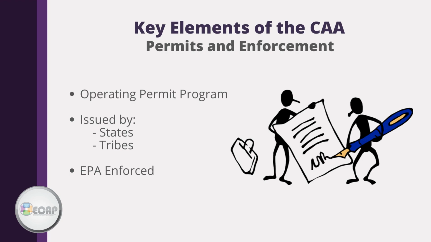Operating permits issued by states and tribes include information on which pollutants are being released, how much may be released, and what kinds of steps the source's owner or operator is required to take to reduce the pollution. The 1990 amendments strengthened the EPA's power to enforce the Act, increasing the range of civil and criminal sanctions available.